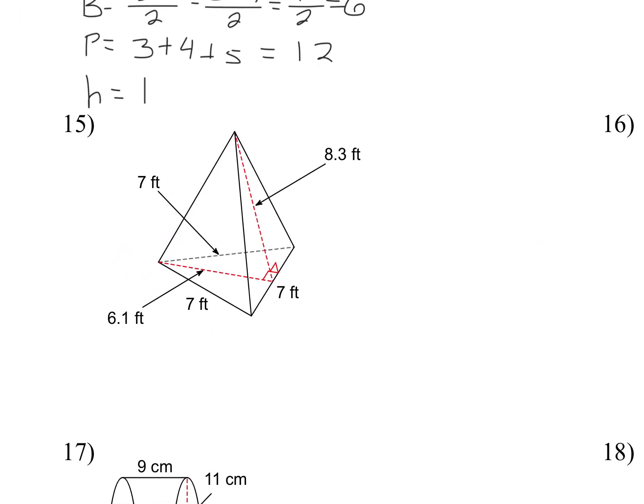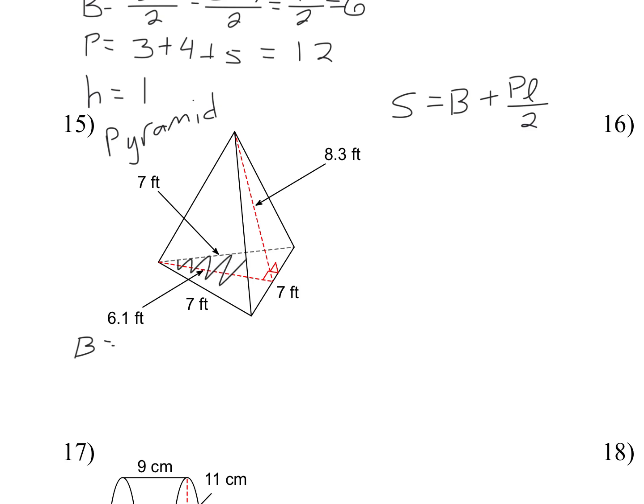What is the shape? Pyramid. It is a pyramid because it all goes up to a point. Good. So we're using that same formula we just used. How do I find the area of my triangular base? Base times height divided by 2. How do I find the base and the height? Look for that right angle.